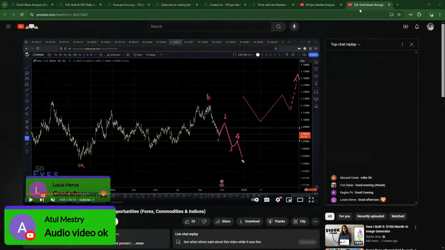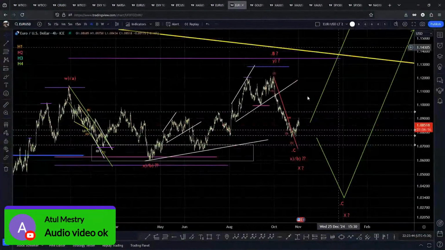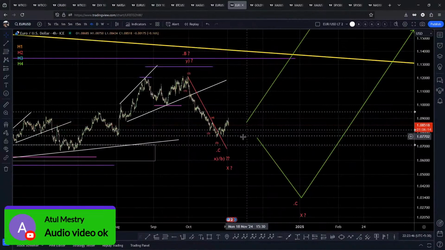Now let's head over to the live chart and see how things are on the live chart. So as you can see, our short setup was to look for shorts below 1.07636.